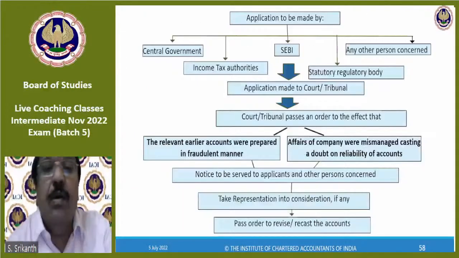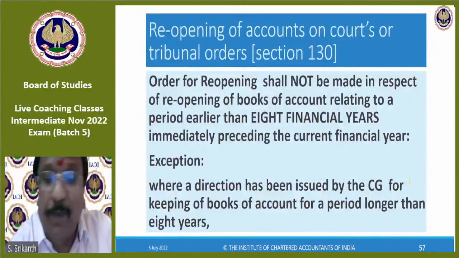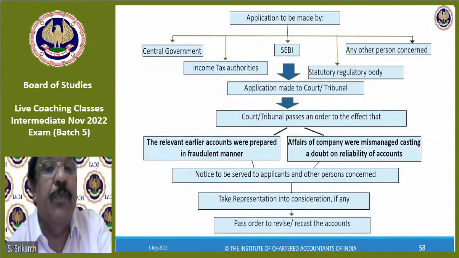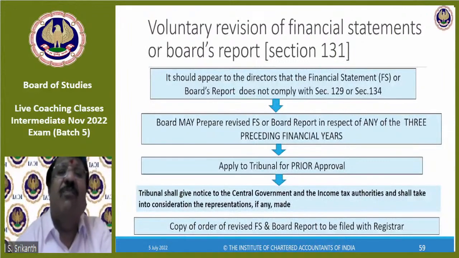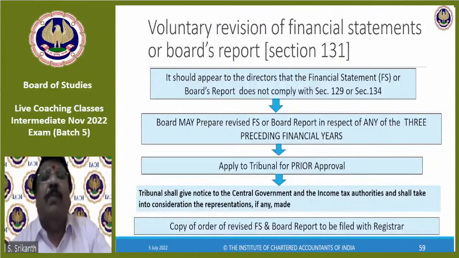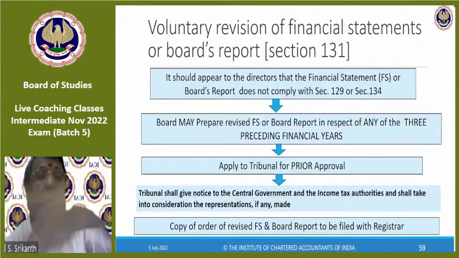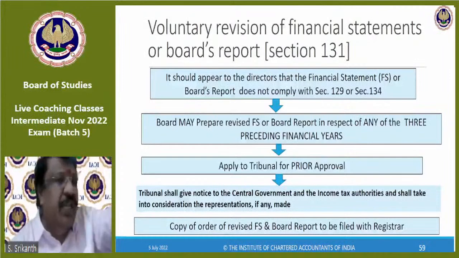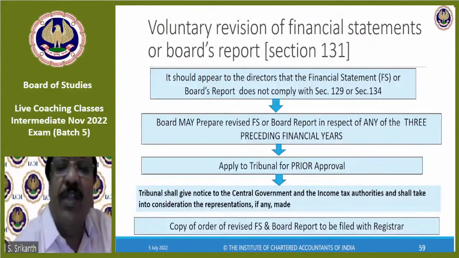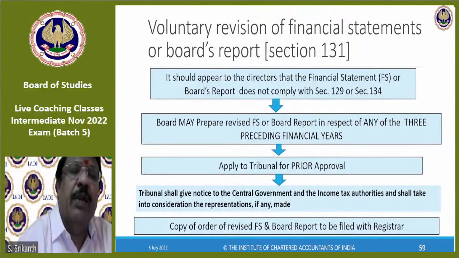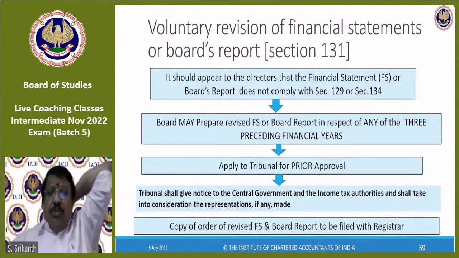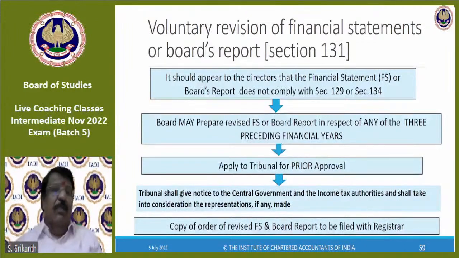Now, this is application for reopening by other parties other than the company. Now, sometimes the company itself may feel that there is something not complying with section 129 or 134. Once you say 129, 134, straight away schedule 3, everything, anything which is not complying with that or director's report, then it appears to the board or to the directors that the financial statements or board's report does not comply with 129 or 134. They themselves realize it. They made a mistake.